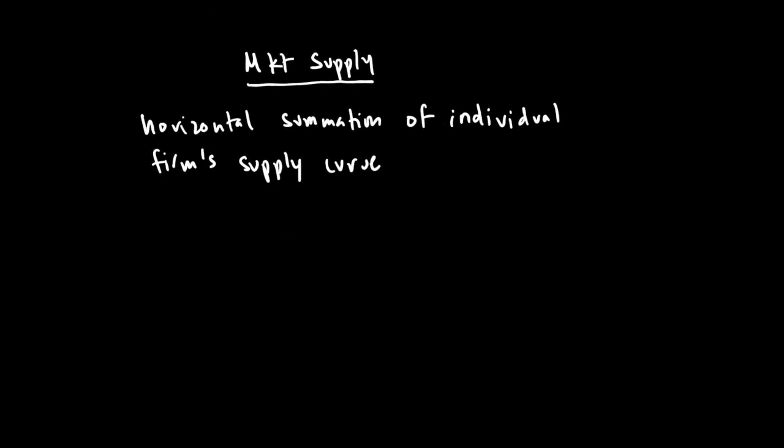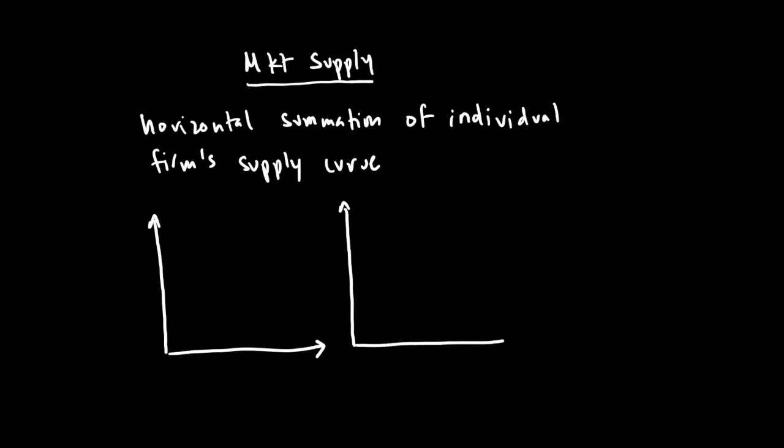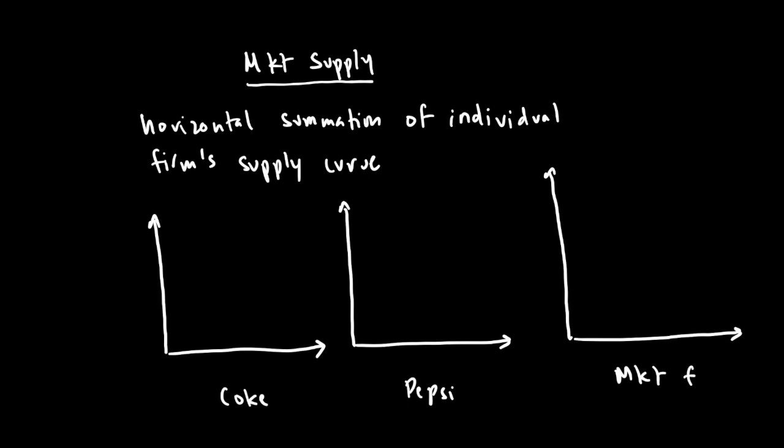Let's take a simple example. Let's say we are doing the market for cola, which is Coke and Pepsi, for example. Let's say they are the only two firms in the market. So this is Coke, this is Pepsi, and this is the whole market. The third one would be the market for cola. So let's say this is the supply curve for Coke, and this is the supply curve for Pepsi.